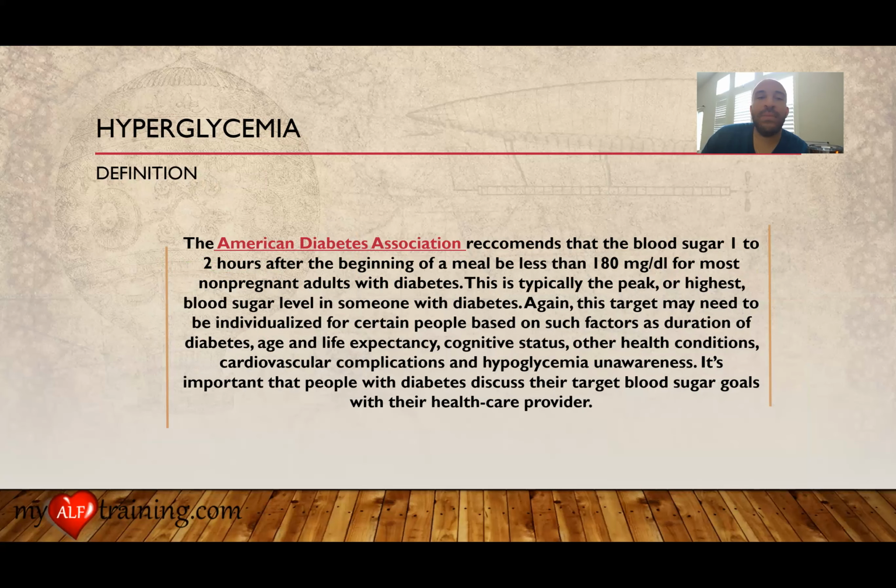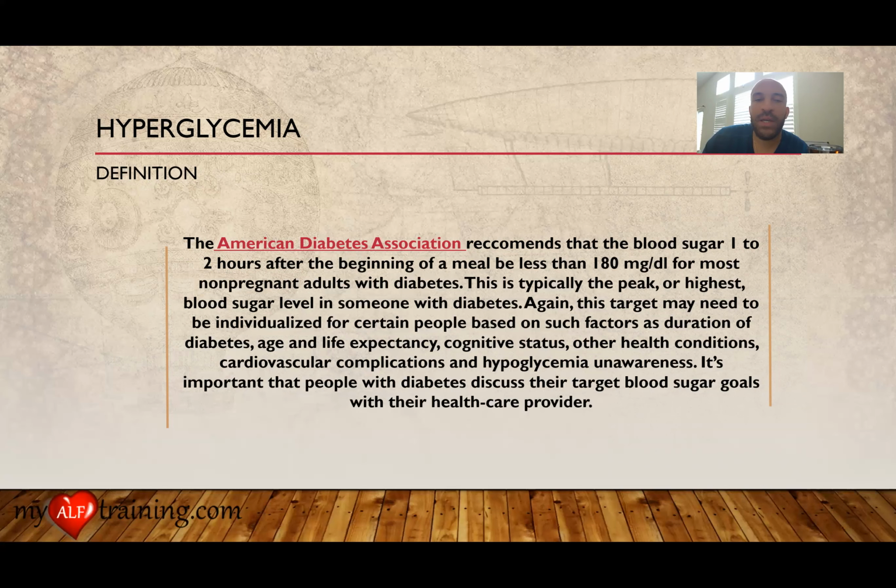So hyperglycemia, let's clarify that a little bit. Some of you may have been confused. I know it confused me a little bit when I first was trying to learn the distinctions between the two. Now, the American Diabetes Association recommends that blood sugar 1 to 2 hours after the beginning of a meal should be less than 180 milligrams per deciliter for most adults. That's whether they have diabetes or not, for most non-pregnant adults with diabetes.